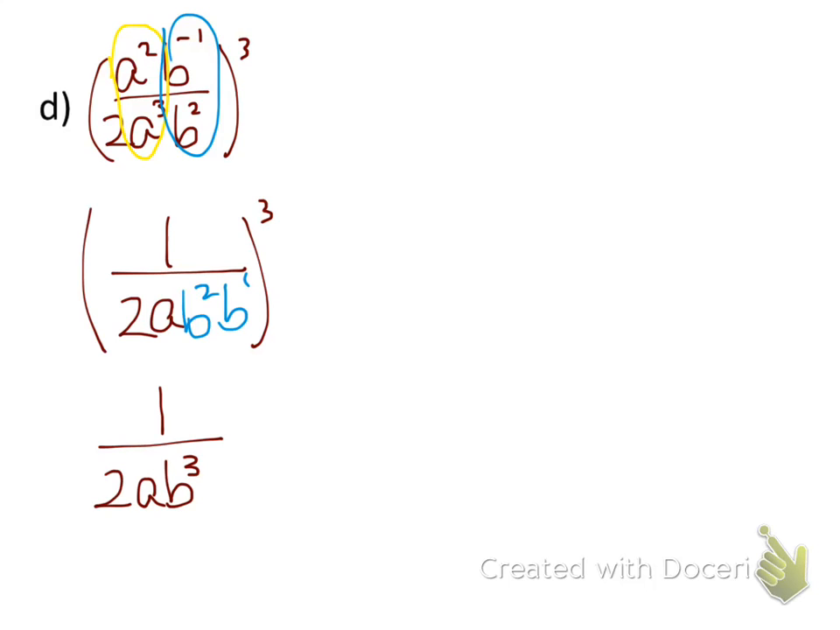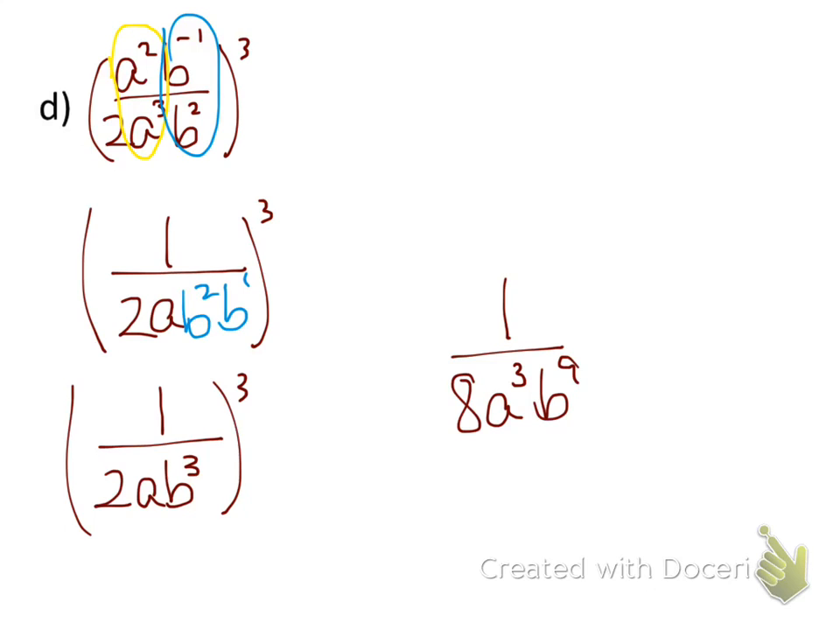When I simplify my b's now, I'm going to get b to the 3rd on the denominator. Still everything is being raised to the 3rd power. 1 to the 3rd is 1. 2 to the 3rd is 8. Be aware that we're not multiplying, it still is going to be 2 to the 3rd. So 2 times 2 is 4, times 2 is 8. And a to the 3rd, and then b to the 3rd would give me b to the 9th.